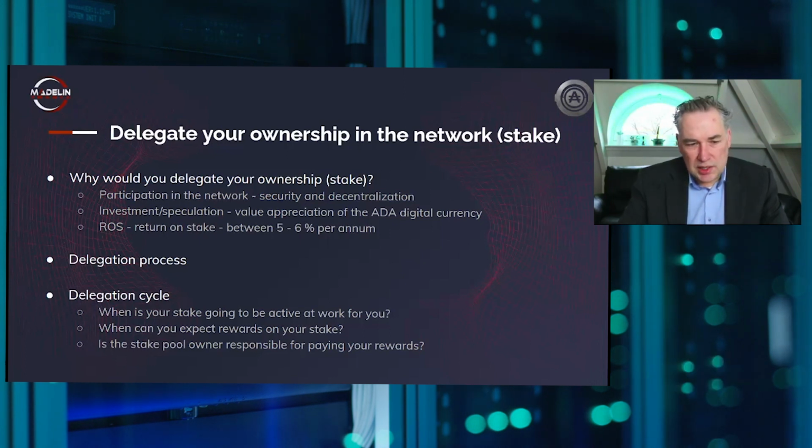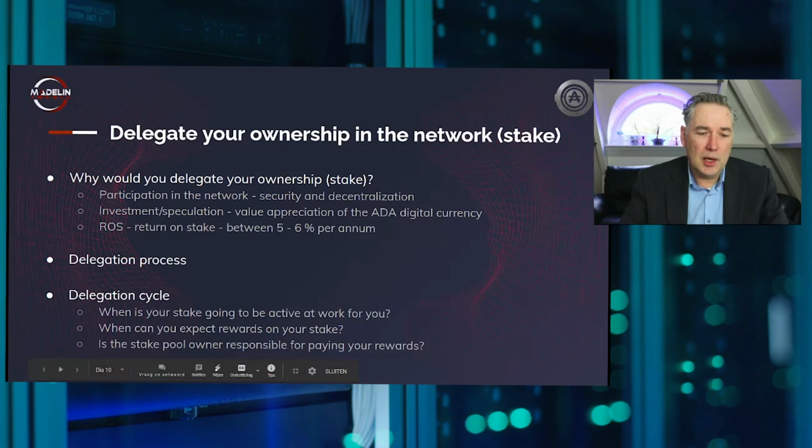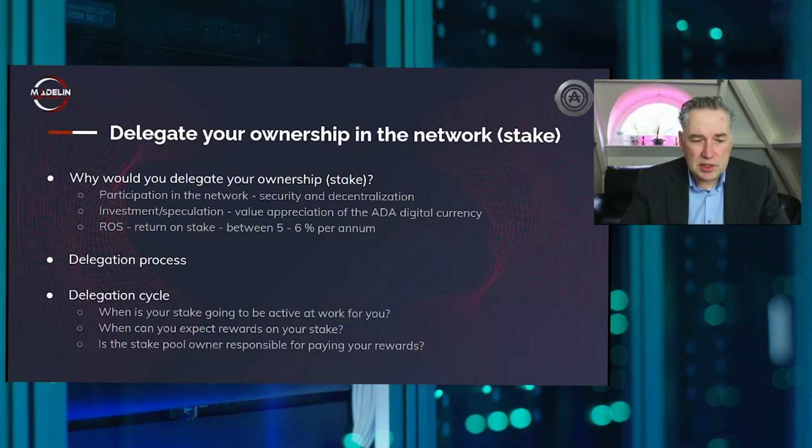To delegate, you have to undergo a delegation process, which we will talk about in a moment. And there are certain questions regarding the delegation cycle. When is your stake going to be active and at work for you? When can you expect rewards from a stake pool? And is it the responsibility of the stake pool to pay you rewards year on year?